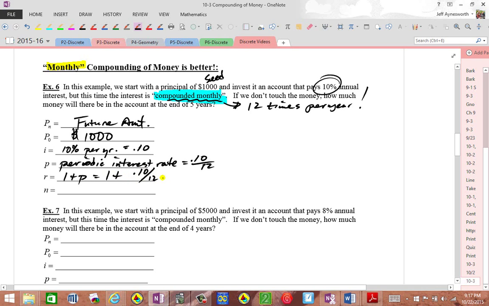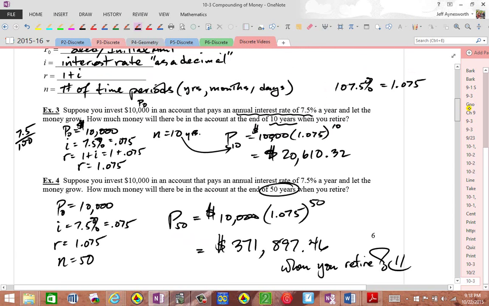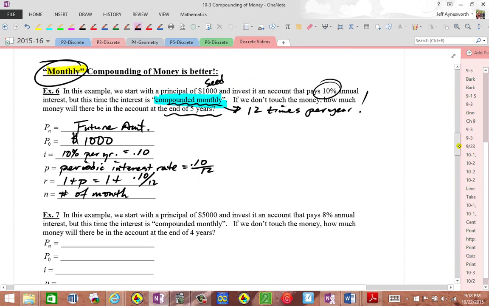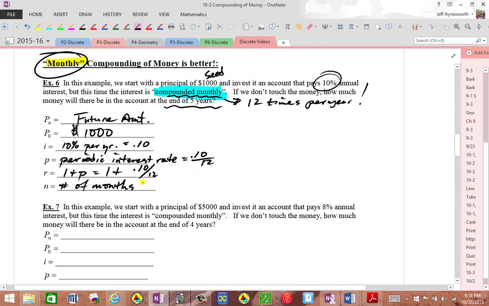Now, since we're compounding monthly, and we're trying to figure out how much money will be in the account after 5 years, we've got to figure out how many months there are in 5 years. So n is the number of months in this case. I told you this changes. My definition of n in the beginning was the number of time periods, which could be years, months, days, whatever. In this case, n stands for the number of months.